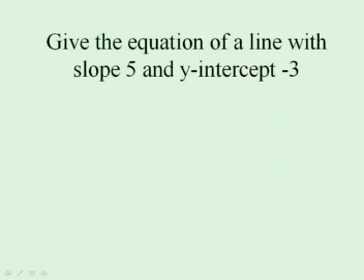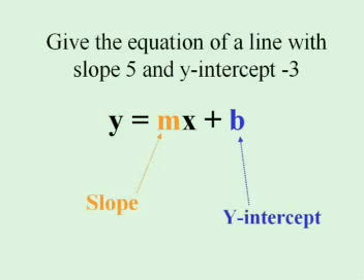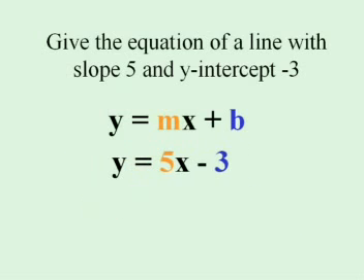I want you to give me the equation this time. Give me the equation of a line with slope 5 and y-intercept minus 3. Remember, it's always going to be of this form, where the slope is the number in front of x and the y-intercept is the number sitting by itself, the constant. So, there's your answer. Y equals 5x minus 3. It's very easy if you know the form.